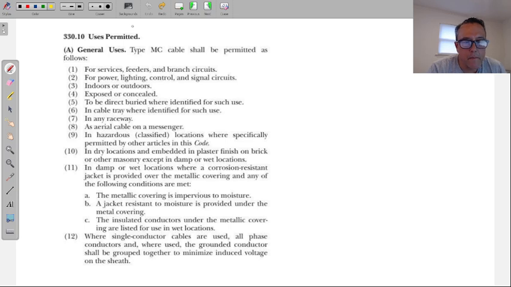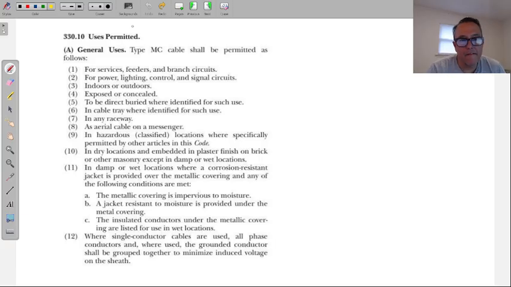So we'll run through some common ones for feeders or service or branch circuits. Anywhere coming into the panel, feeding the panel, or for any of the branch circuits leaving the panel. More than likely they'll be used as branch circuits, but I have seen MC cable come in as feeders.